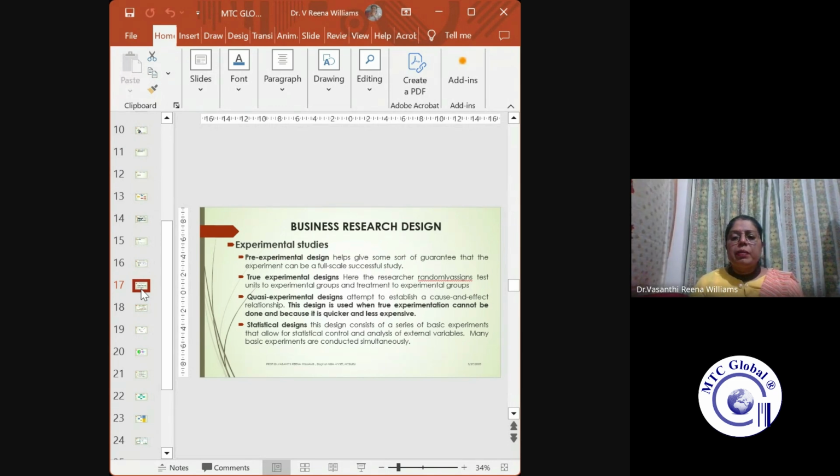The third is quasi-experimental design. A quasi-experimental design attempts to establish a cause and effect relationship. For example, I put in more advertisements on social media, and that gave me more sales. So, cause and effect. Where is it used? When a true experiment, the actual experiment, cannot be done. Quasi-experimental is usually less expensive and easier for you to do when compared to the true experiment, which is more expensive.